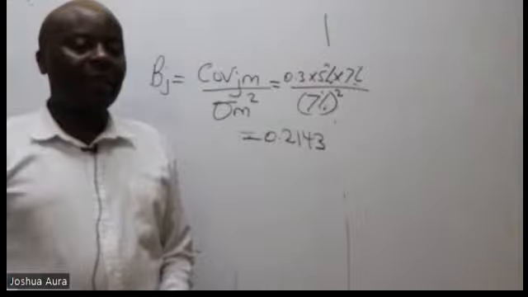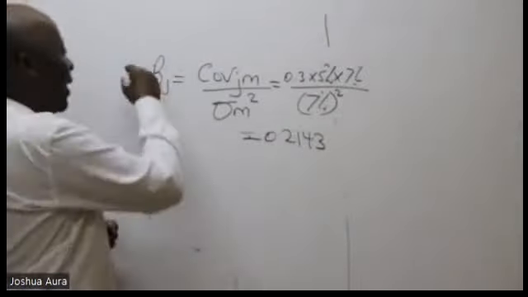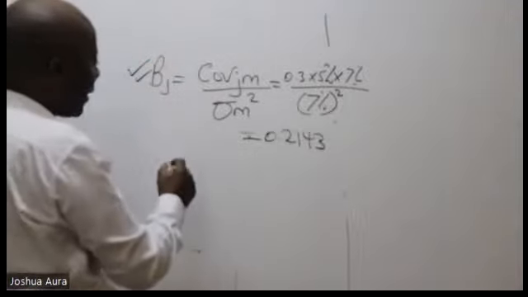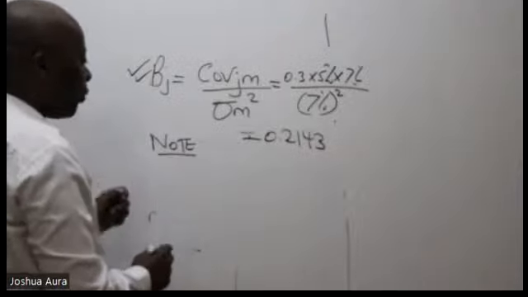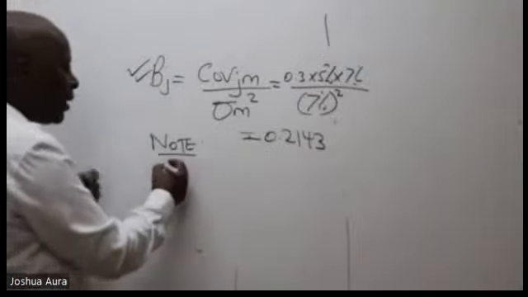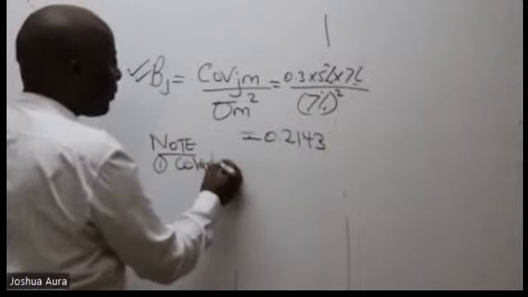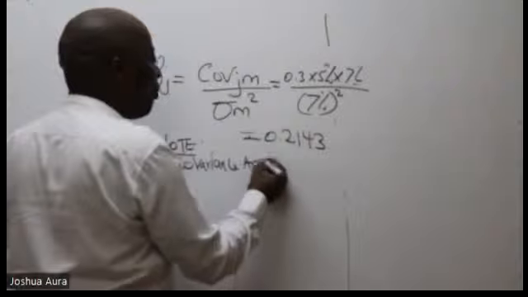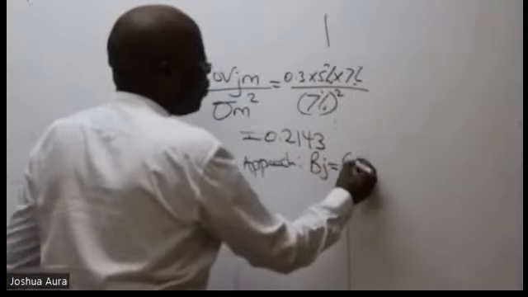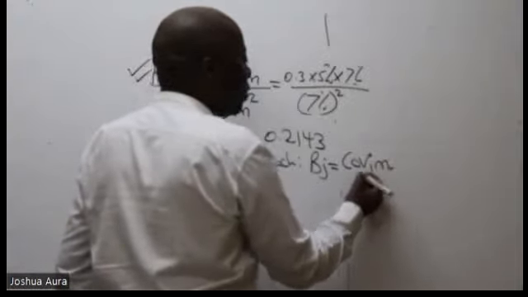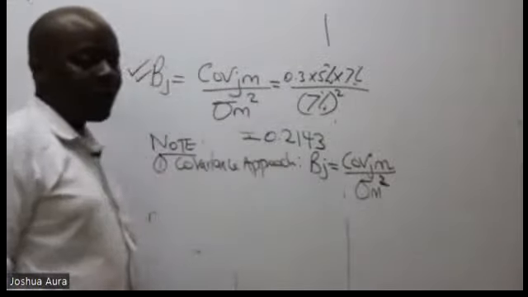Now, ladies and gentlemen, this is method number one, and it's a bad method indeed. If I'm the one doing this in an exam, I have to capture it down as a note that we've got two distinct formulas for getting beta J. The first method is the covariance approach: beta J is obtained by taking the covariance between J and M divided by the variance of the market, the standard deviation of the market squared.